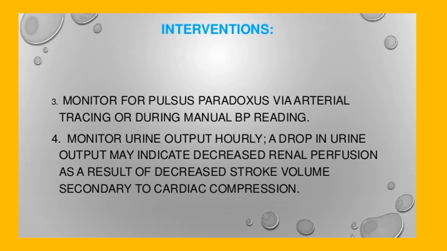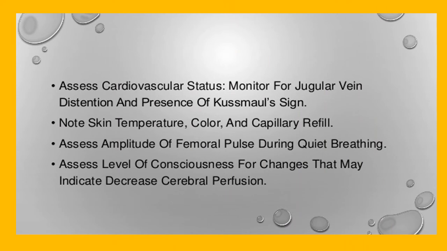A drop in urine output may indicate decreased renal perfusion, because every hour we have to assess and compare with the previous hours. And if you assess that the patient's urine output has dropped suddenly, it indicates that the patient has decreased renal perfusion. And as a result, there may be a decreased stroke volume secondary to cardiac compression.